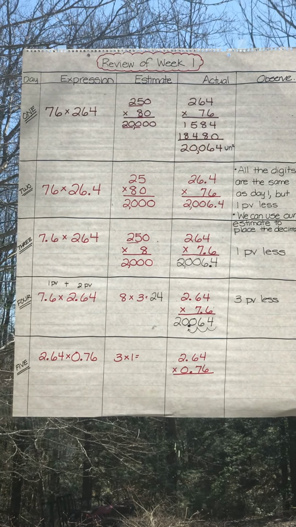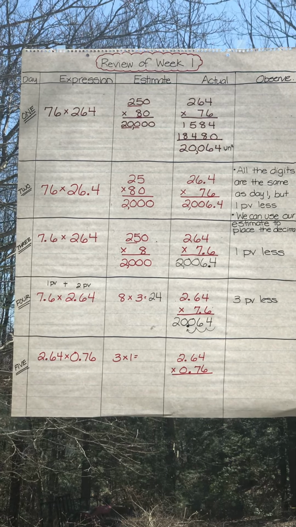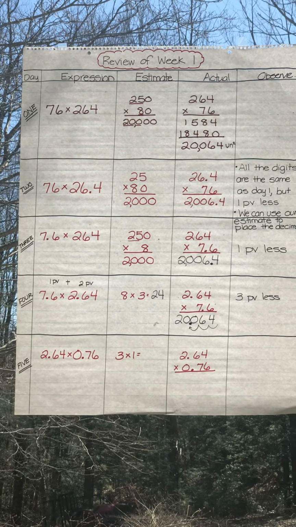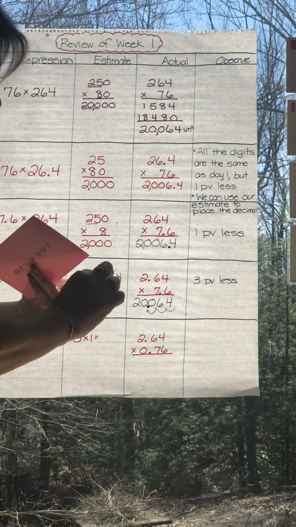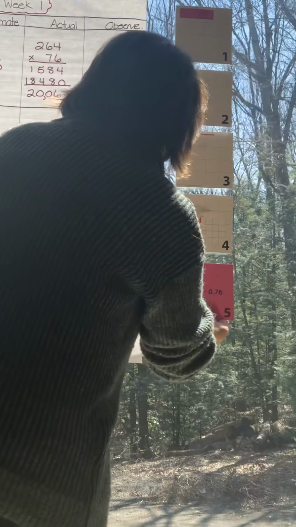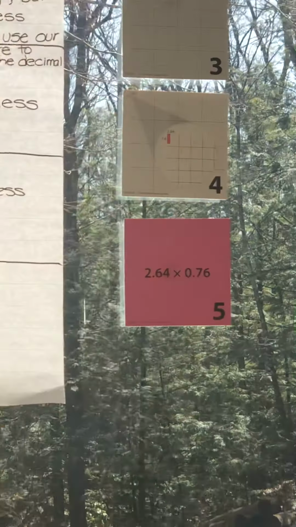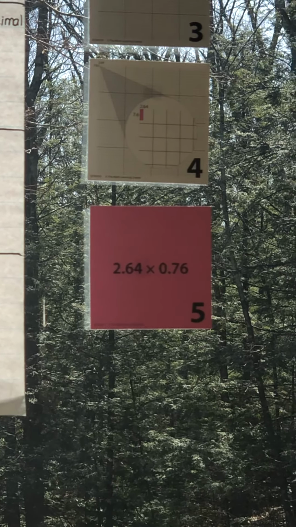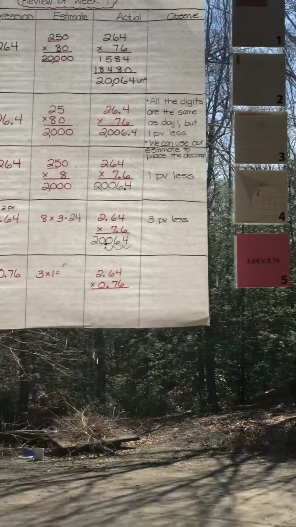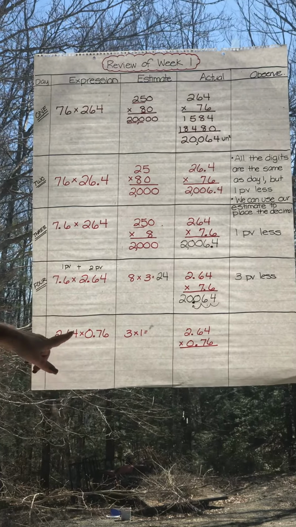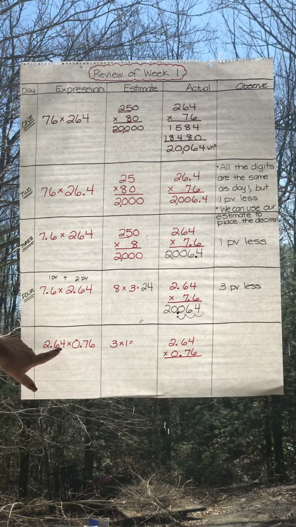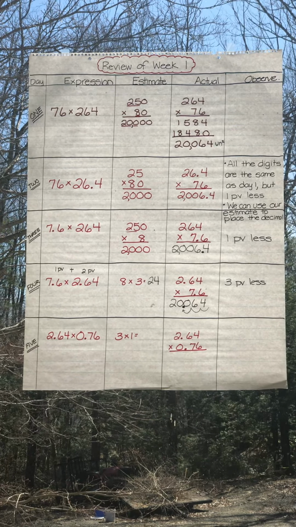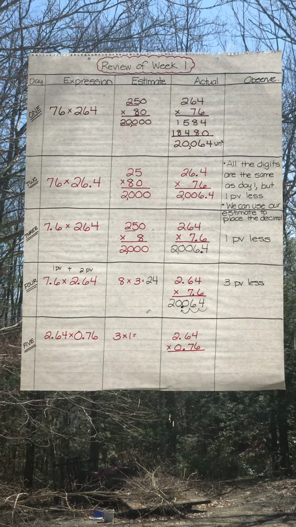And finally, we're not looking at rectangles now, we're just looking at a problem. And the problem they've given us is all pink. So I think I'm starting to see a pattern there. It's all pink, and the factors are 2 and 64 hundredths times 0 and 76 hundredths. So what have they done?